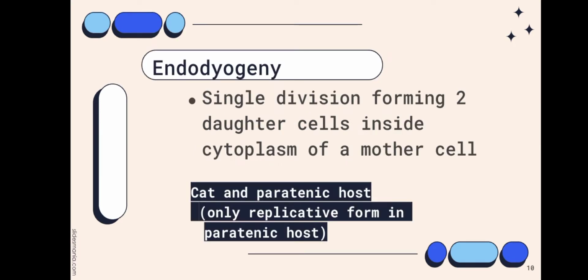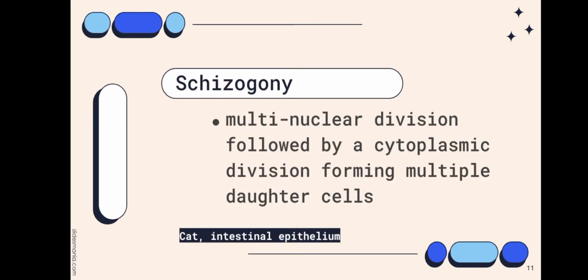Endodyogeny: it is a single division forming 2 daughter cells inside the cytoplasm of a mother cell. It occurs in the cat and paratenic host, and is the only replicative form in the paratenic host. Schizogony: it is a multinuclear division followed by a cytoplasmic division forming multiple daughter cells. It occurs only in the cat intestinal epithelium.